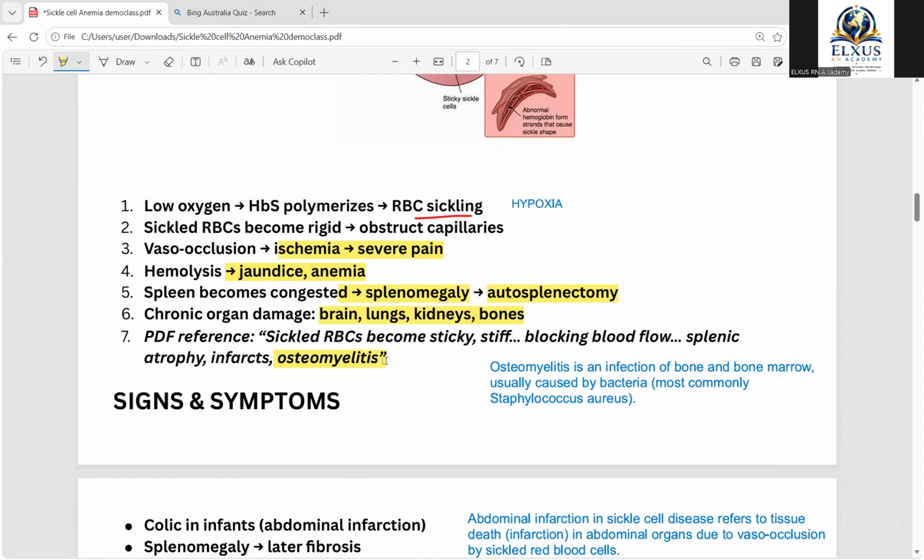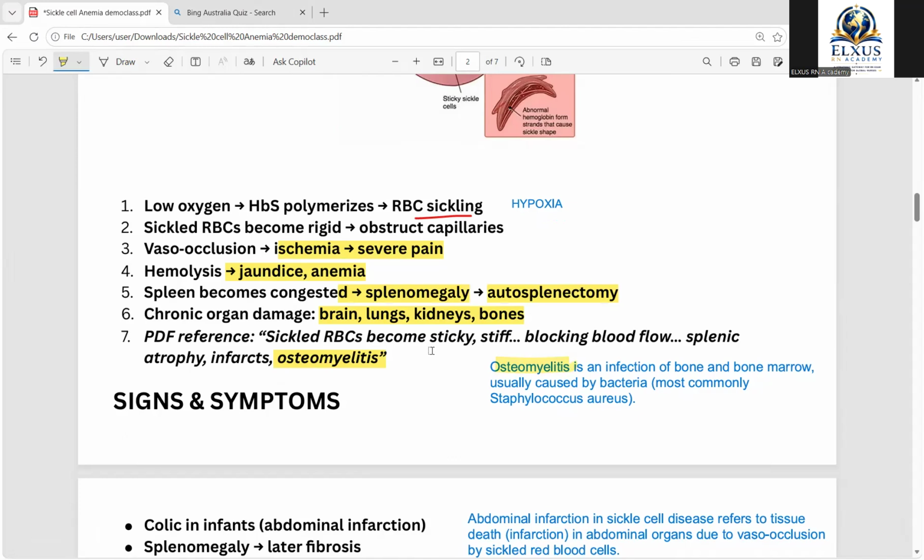We know that RBC is mostly produced from the bone marrow. So here, because of the sickling of the RBC, what happened? It can lead to infection. We know our body gets immune protection from the spleen. Here the spleen is not functioning normally, so our body will be prone to get infection easily. Mostly Staphylococcus aureus can cause the inflammation of the bone marrow and bone, and it can lead to what? Osteomyelitis.